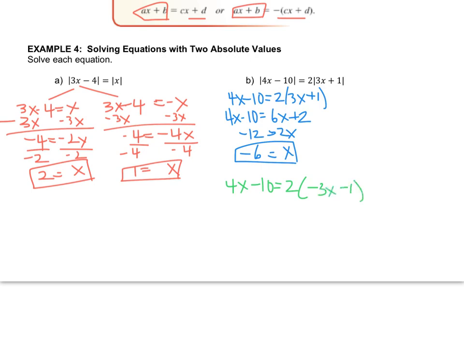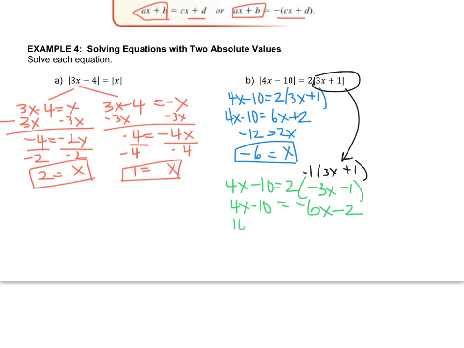And where I got that was I did negative 1 times 3x plus 1 because I took this absolute value and I did the negative version of it. So now you just solve that equation and you get 4x minus 10 equals negative 6x minus 2. Move things around. I'll move variables to the left.